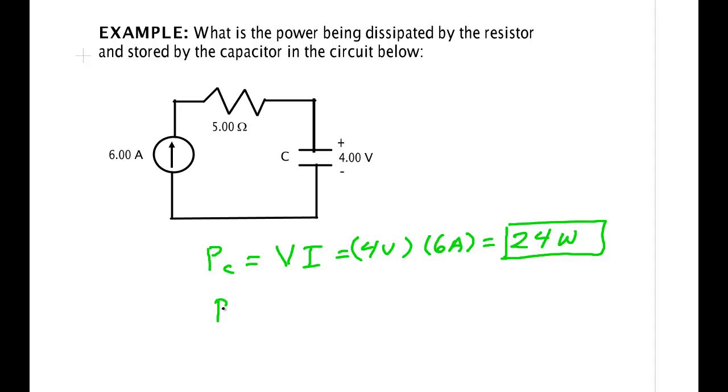The resistor is not storing it, it's using it up, and you can use VI for it, but I don't know V, so a better choice here would be using I squared R, since I know both of those. 6 amps, and I'm going to square that and multiply that by 5 ohms. So I have 36 times 5, or 180 watts are being used.